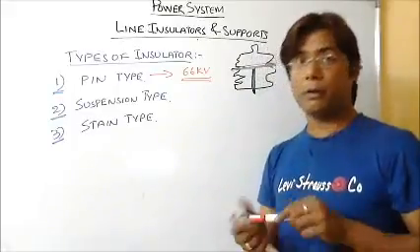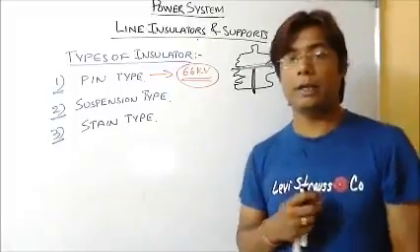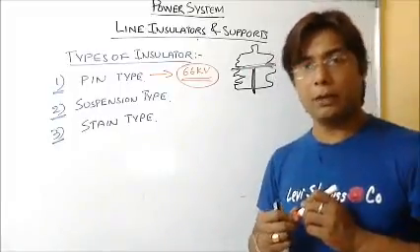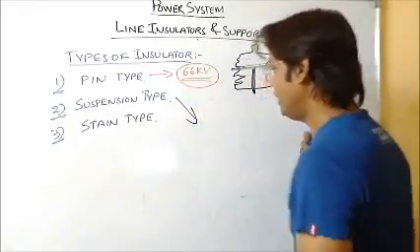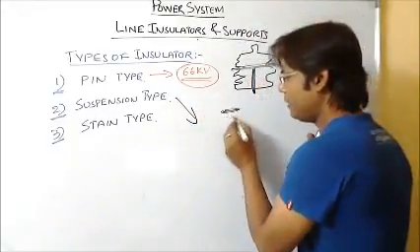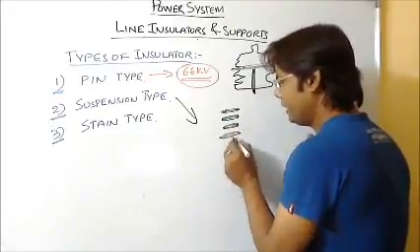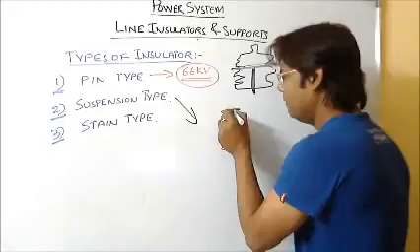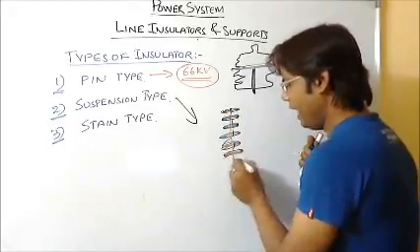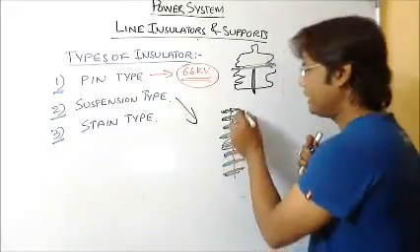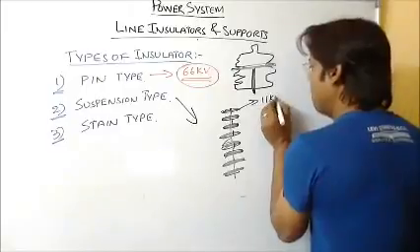The only thing which is important to understand over here is that it is used below 66 kilovolt only. After that, suspension insulators are used. In the suspension type of insulator, it's a string having a lot of discs which are connected in such a way that every disc is able to support approximately 11 kilovolt.